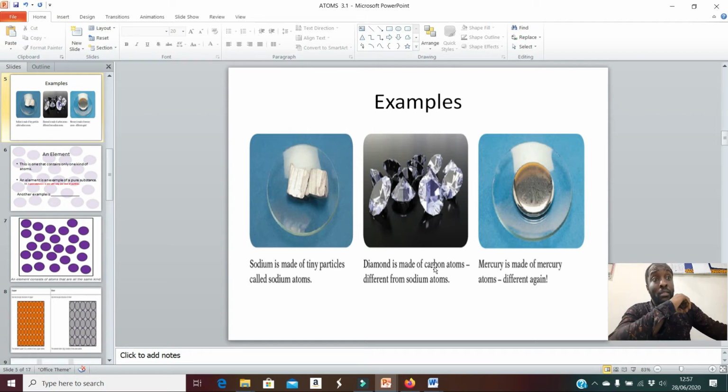The next part of our objectives will be elements. So stay tuned, guys.